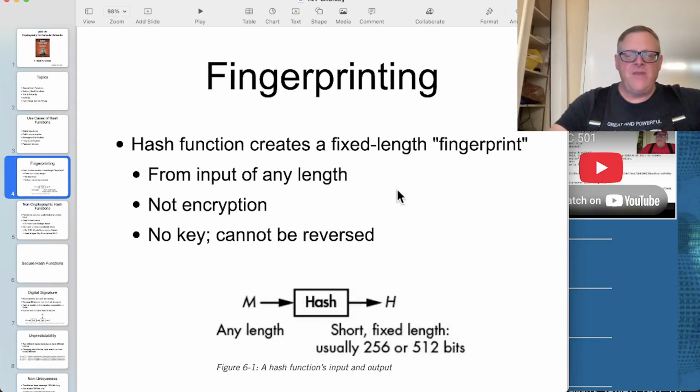So that's how you make a fixed length fingerprint. You feed in a message of any length, go through the hash function, and you get a fixed length hash here, which serves as like a fingerprint. It is not encryption. There is no key, and there's no way to reverse the hash back to the message. There is a process called hash cracking that we'll talk about, where you can sometimes retrieve things from a hash, but it's not perfect, and it often fails.